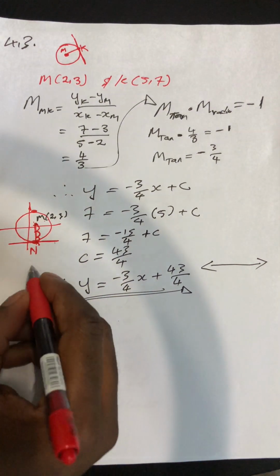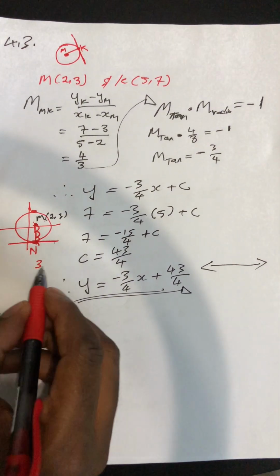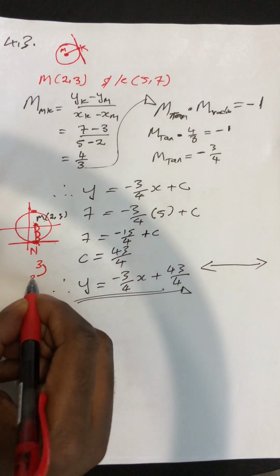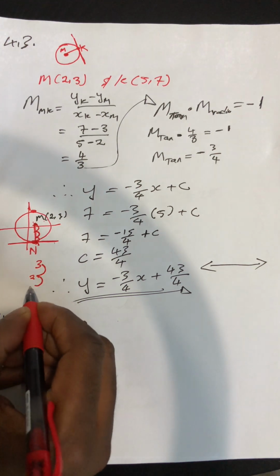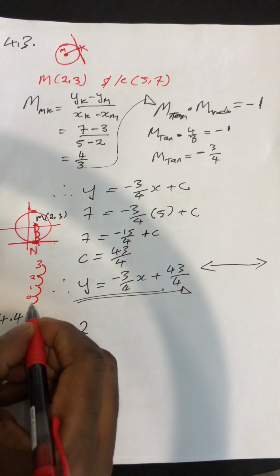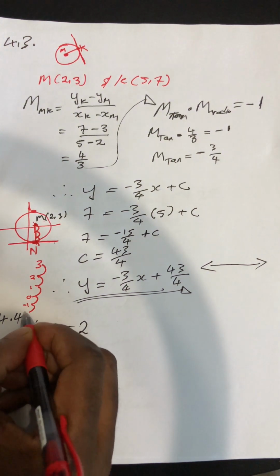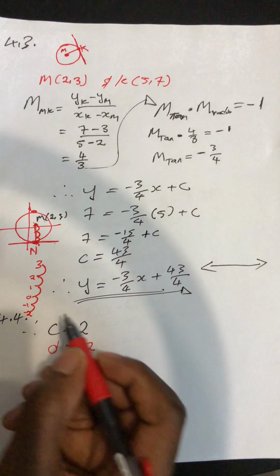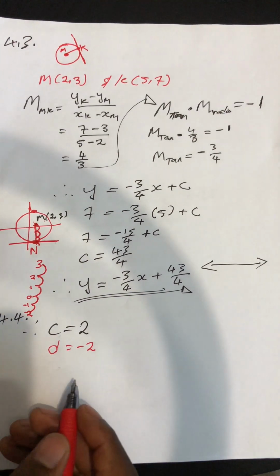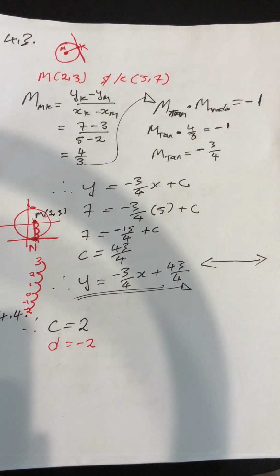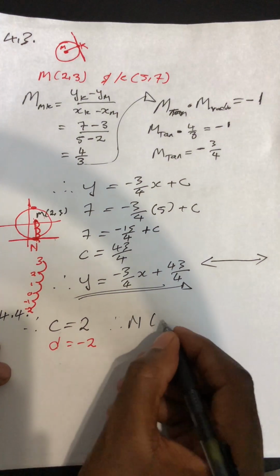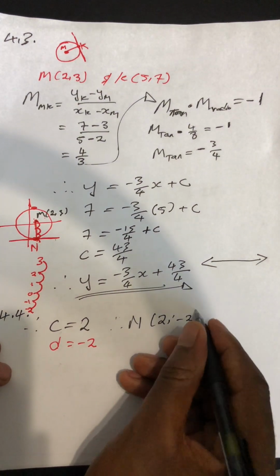Let's say we are having 3 here. We move 5 units from 3. We're going to say 2, 1, 0, negative 1, negative 2. We have moved 5 units. It's 1, 2, 3, 4, 5. So our d is going to be negative 2. Therefore, we know that the value of N is 2 is to negative 2.